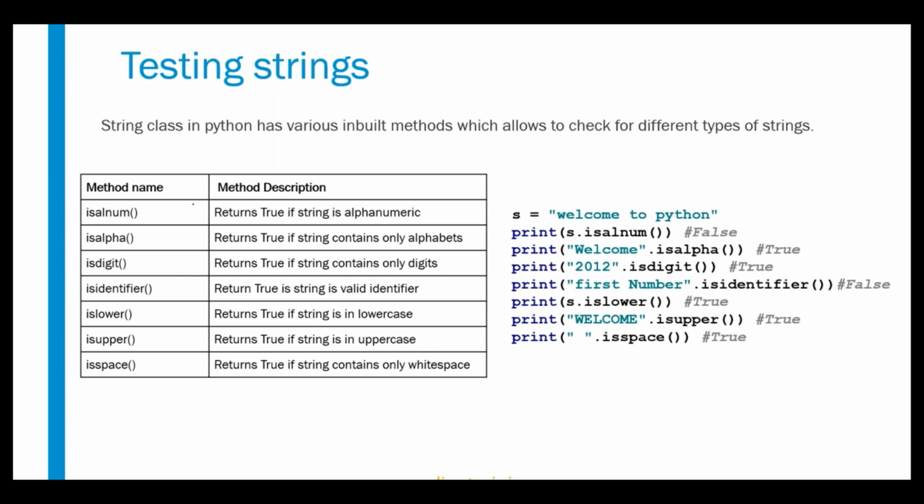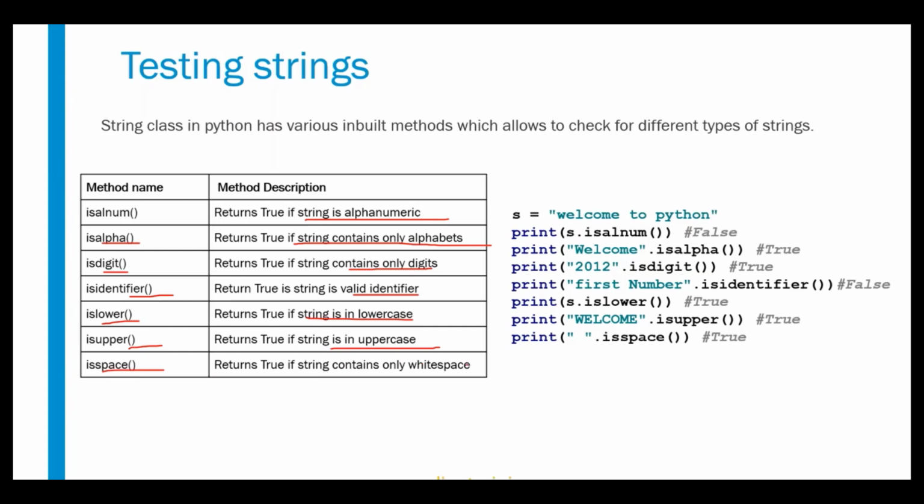The first function, isalnum, returns true if the string is alphanumeric, and the isalpha method returns true if the string contains only alphabets. isdigit returns true if the string contains only digits, and isidentifier returns true if the string is a valid identifier. The islower function returns true if the string is lowercase. Then isupper returns true if the string is uppercase. Similarly, isspace returns true if the string contains only white space, meaning there is no string there.